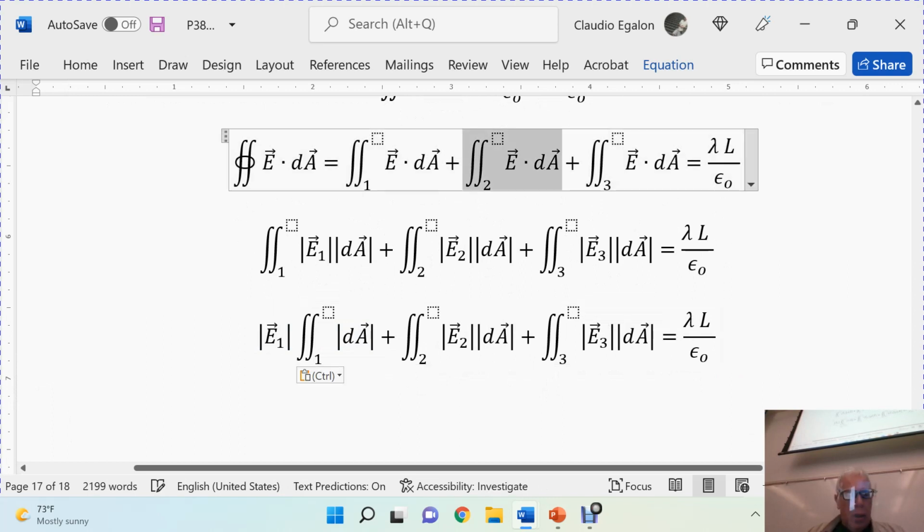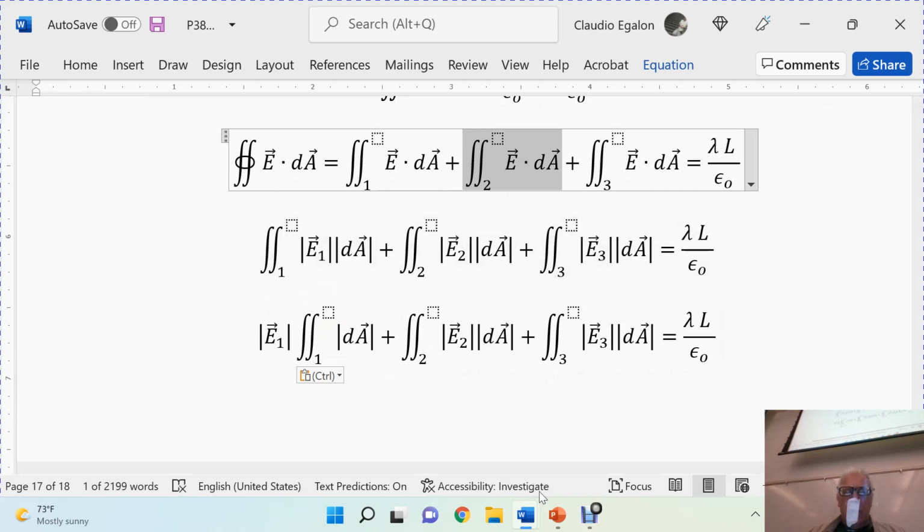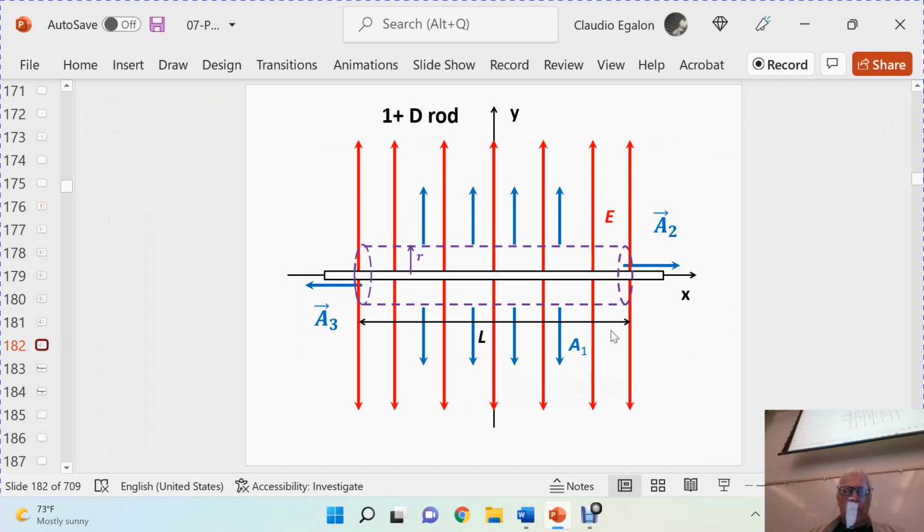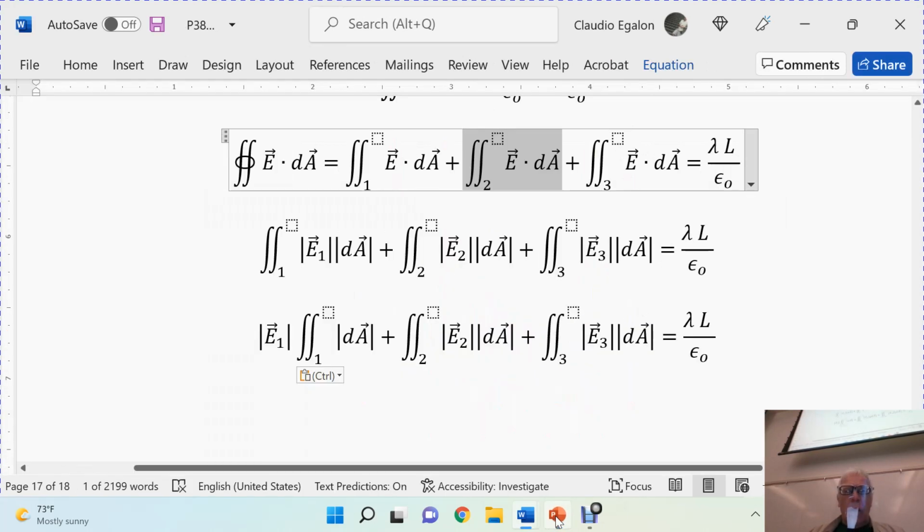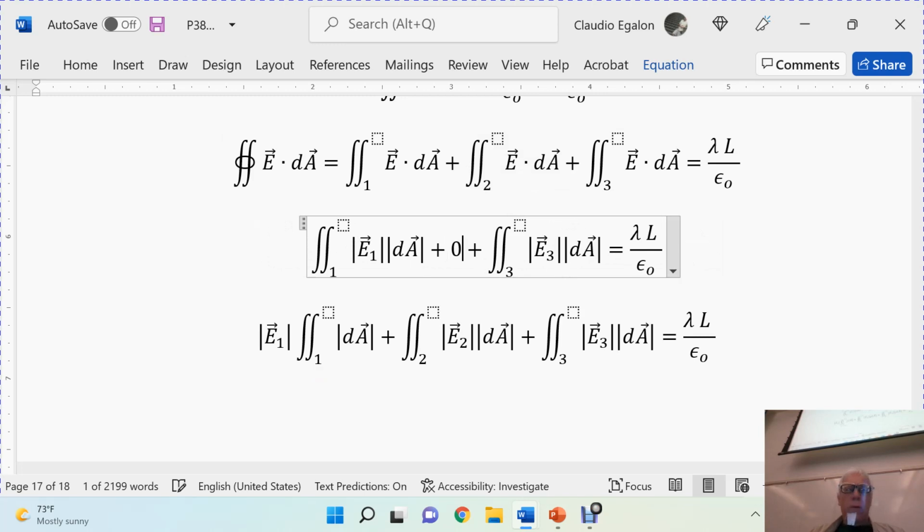Here you go. What's happening here? This integral here is surface number 2. The integral here, the surface number 2, is the electric field dot this A. Okay? Look at the angle between the electric field and the area vector here at the surface. It's 90 degrees, right? So that dot product makes this integrand equal to 0. So I'm going to put that 0.